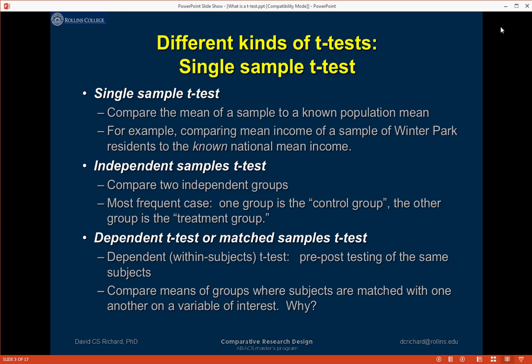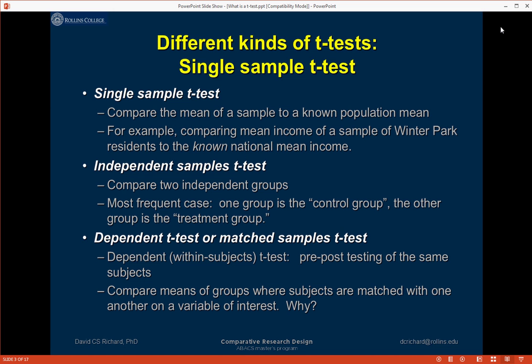And then in the second case, in a matched samples t-test, we're comparing the means of groups where the subjects are different. Maybe one group gets a treatment and one group doesn't. There are different subjects in each group, but they've been matched on an important variable of interest. For example, we might match people in terms of their age. So if I have a 27-year-old in the control group, I match that person with a 27-year-old in the treatment group, and then one person gets the control and one person gets the treatment.